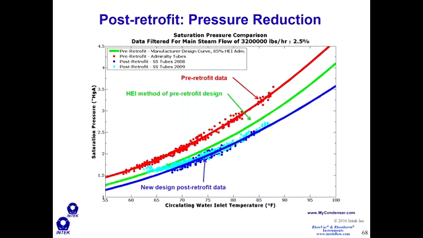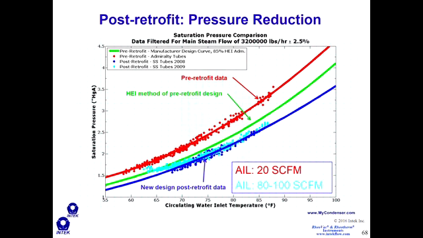They retubed with stainless steel tubes, and this is the pressure. These are the pressures they were getting in 2008 and 2009, filtered for the same steam flow at these cooling water inlet temperatures. And so we were able to reduce the condenser pressure below the original Admiralty tube design.